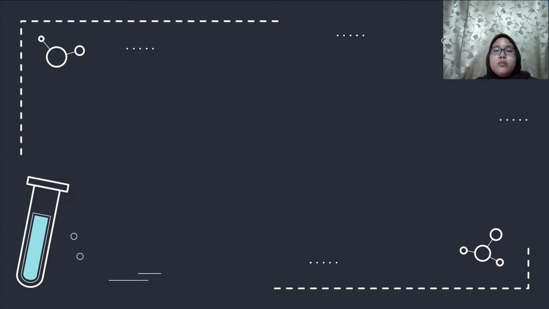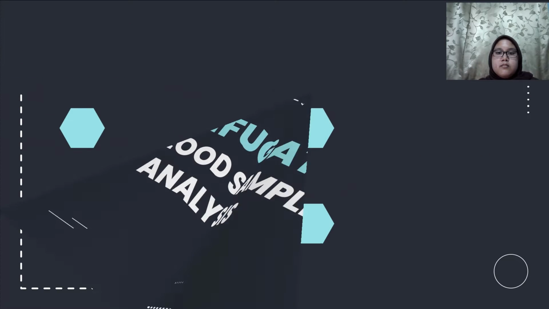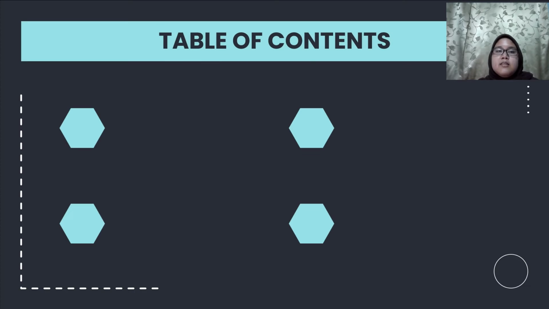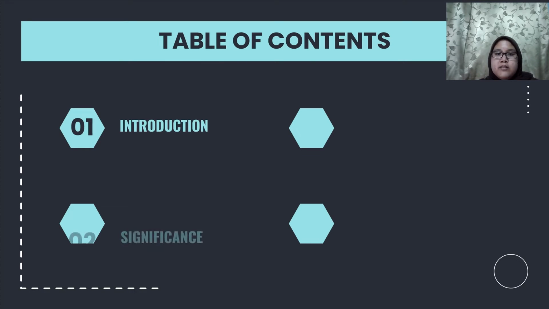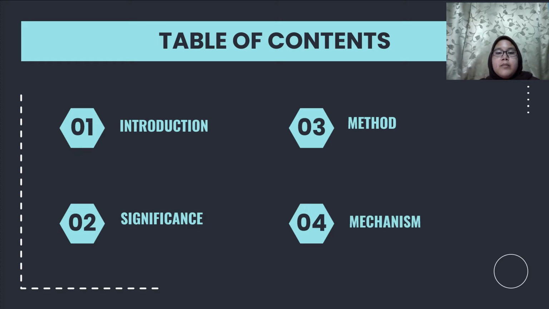So today, my group will be presenting one of the biochemical tests which we have learned throughout this course, which is centrifugation in blood sample analysis. This is the outline for our presentation today. So we first start with the introduction, second, significance, third, method, fourth, mechanism.